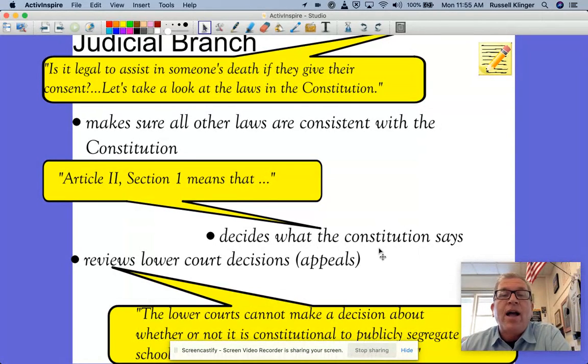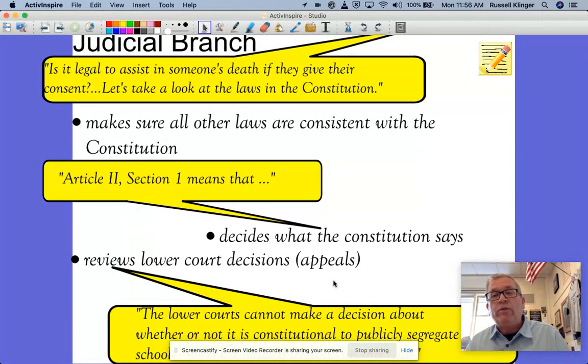The court decides what the Constitution says, essentially, what the language says, and interprets that. But it also reviews lower court decisions. So all these different courts that exist below it in the framework of the federal justice system and the states, all these courts below it, where issues are brought initially, can work their way up to the top of the pyramid through what's called the appeals process.